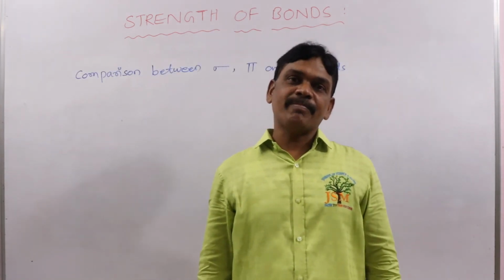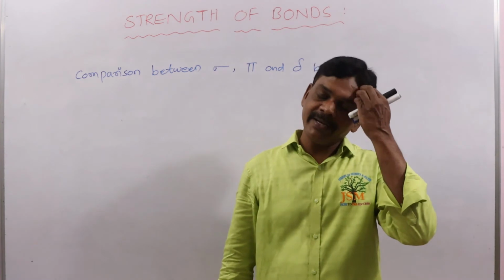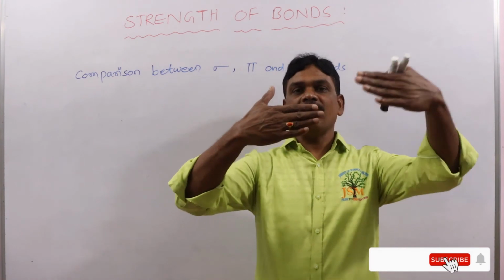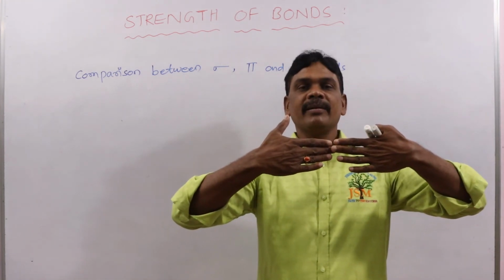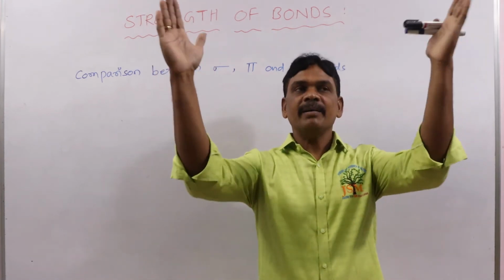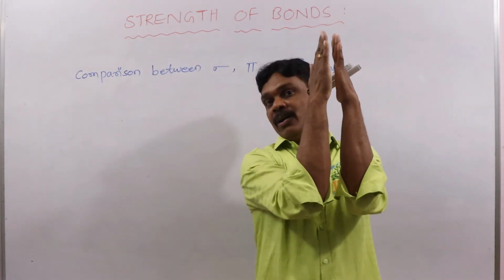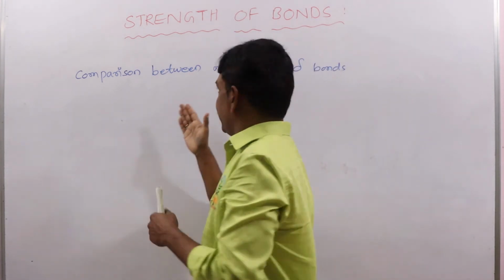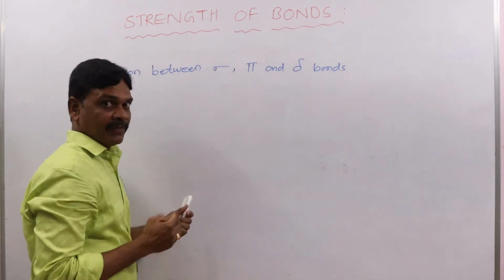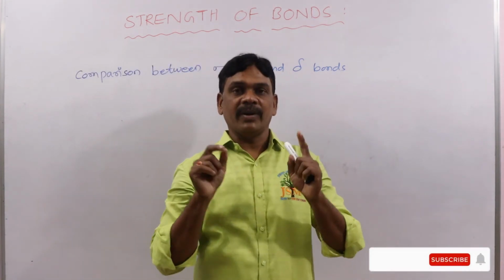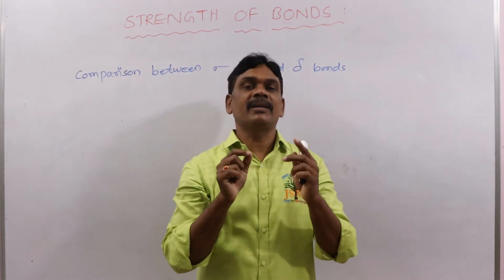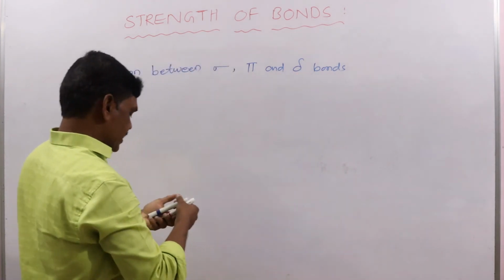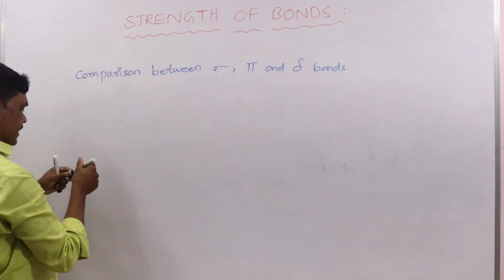Comparison between sigma, pi and delta bonds. We know that linear overlapping or axial overlapping leads to formation of sigma bond. Parallel overlapping or sideways overlapping leads to formation of pi bond. And the next one is delta bond. We know that all four lobes of d orbitals overlap each other. So that is nothing but the delta bond.